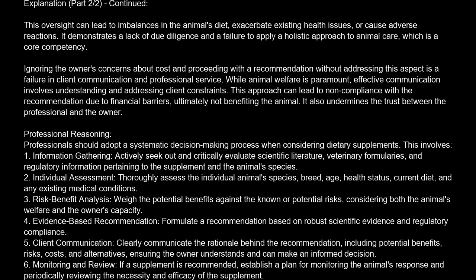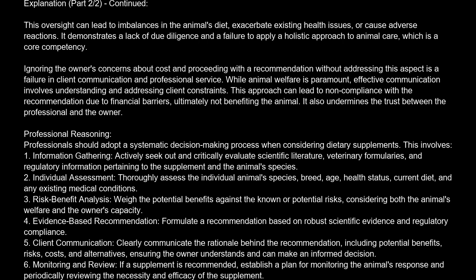This involves 1. Information gathering. Actively seek out and critically evaluate scientific literature, veterinary formularies, and regulatory information pertaining to the supplement and the animal species. 2. Individual assessment. Thoroughly assess the individual animal species, breed, age, health status, current diet, and any existing medical conditions. 3. Risk-benefit analysis. Weigh the potential benefits against the known or potential risks, considering both the animal's welfare and the owner's capacity. 4. Evidence-based recommendation.